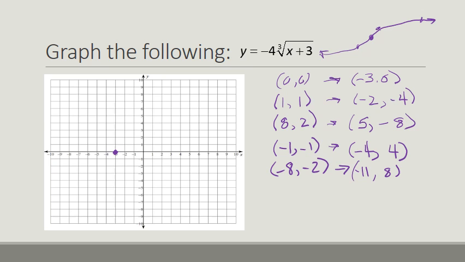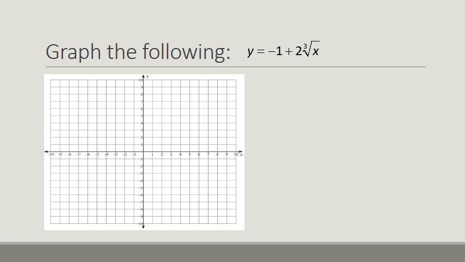-2, -4 would be here. Okay, and our parent function, it would be here. Okay, 8, 2 would be 5, -8. Then -1, -1 would be -4 and 4. And then -11 and 8 would be over here. So our graph is going to look like this, and a little smoother, of course. Just hard to draw sometimes.